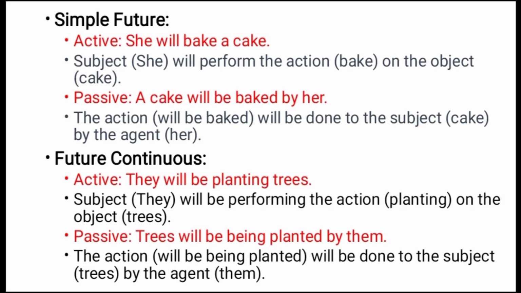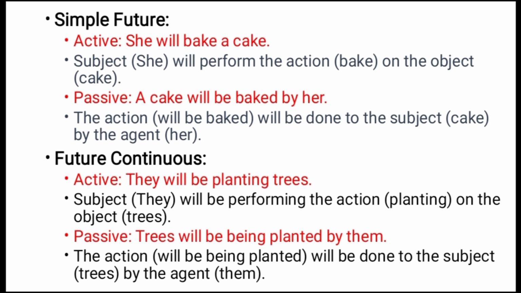The last one is the future family. Look at the simple future tense. She will bake a cake. She is the subject, bake is a verb, and a cake is the object. Now, here in the future family, the helping verb will be used. Look at the passive voice of this example: a cake will be baked by her. Same is the procedure, but only the helping verb is changed in each family.